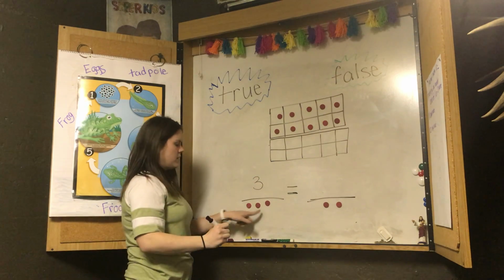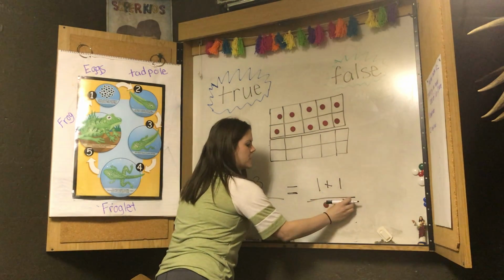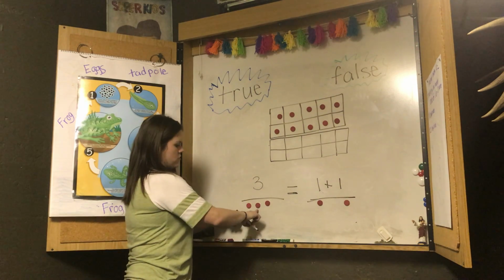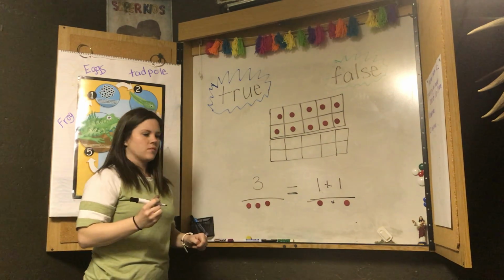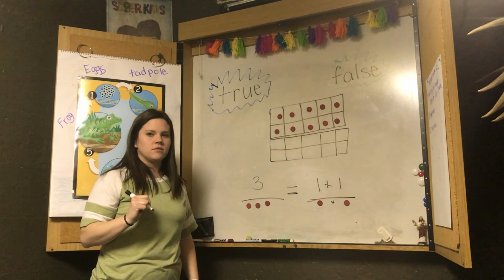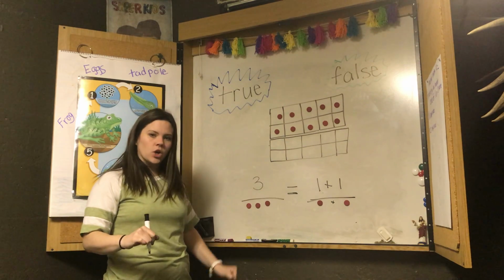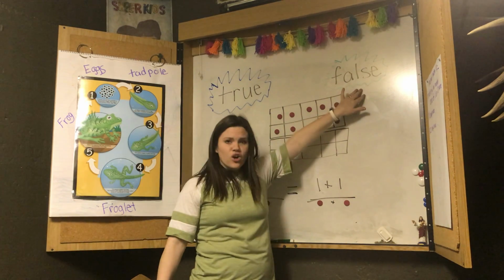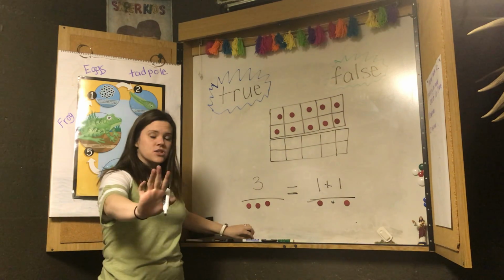Let's try, what if I do it this way? 3 is equal to 1 plus 1. I have 3 counters here. I have 1 plus 1. Is this side of the equation equal to this side of the equation? No, it's not. This addition equation is false. It is not true, right? I can make it true.